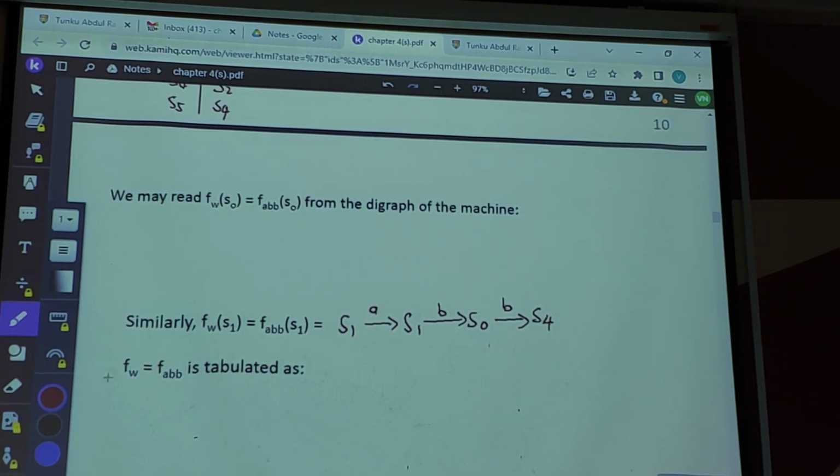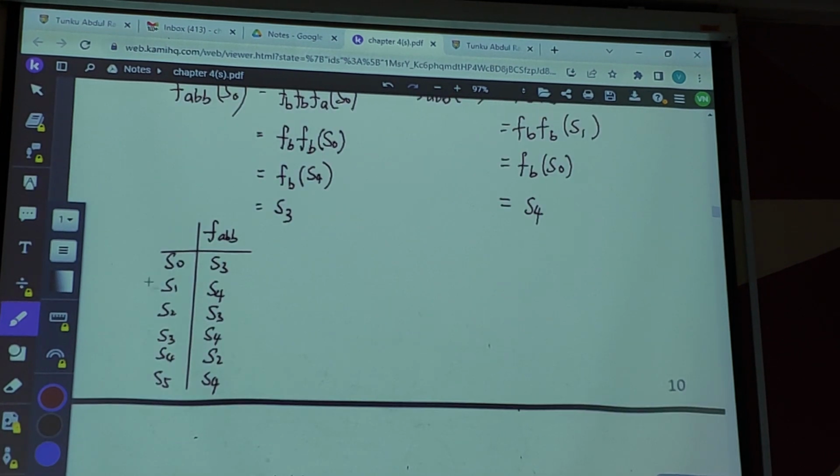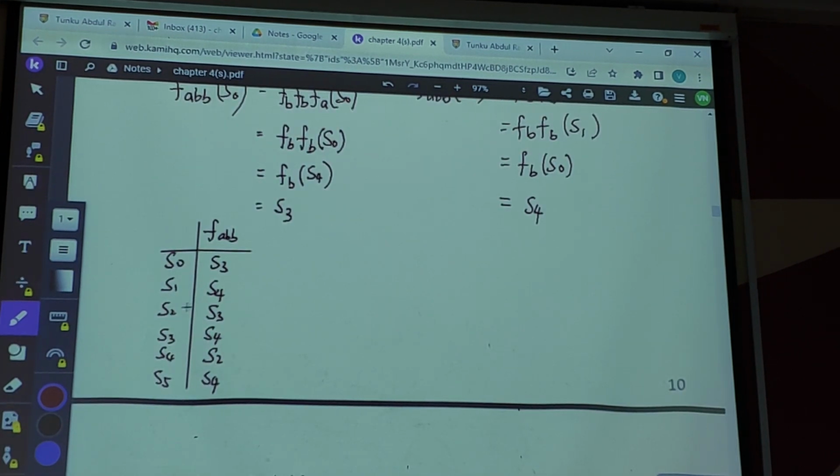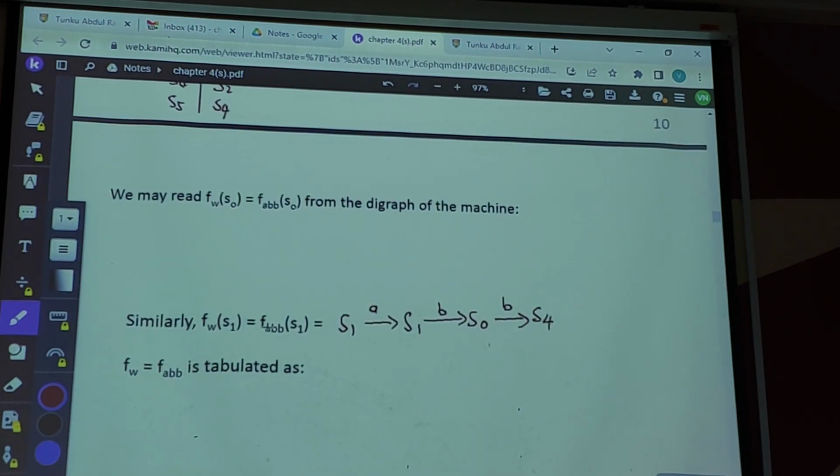The answer for this one, tabulated here, is the same as the table that I wrote here. Okay, this table is the answer for this part.